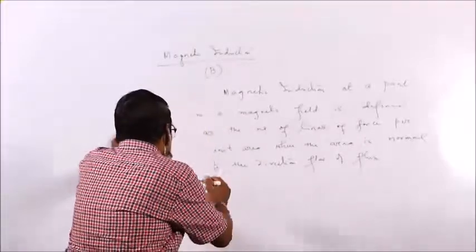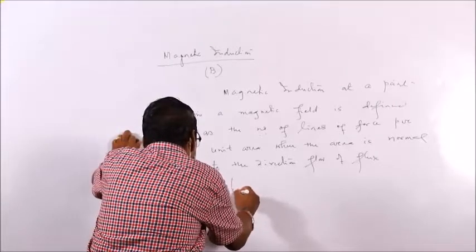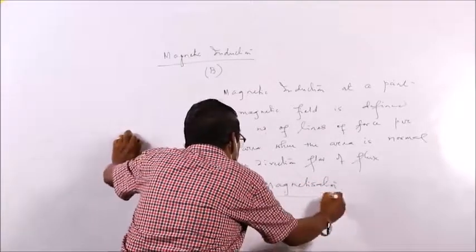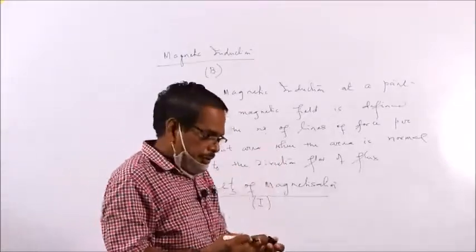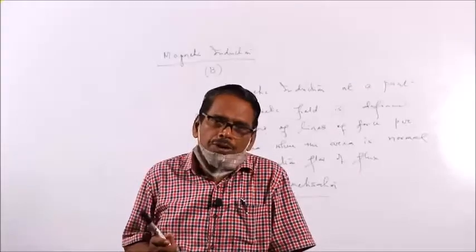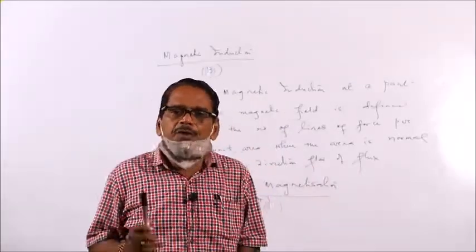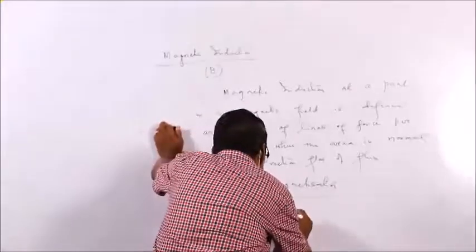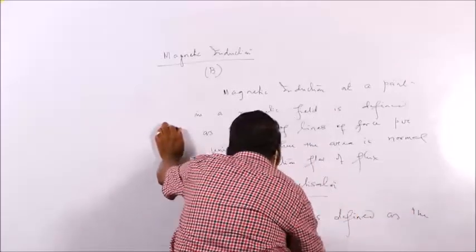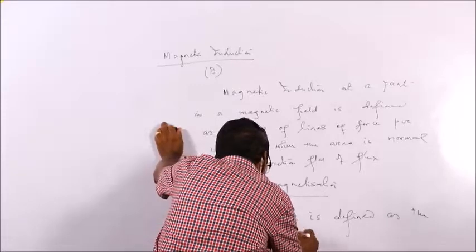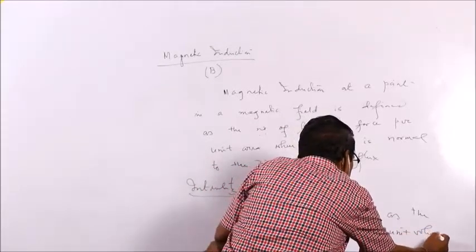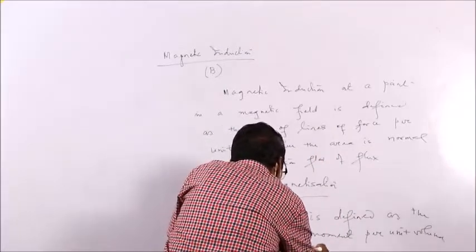Next is intensity of magnetization. It is denoted by the letter I. When there is a magnetic field, at a point you can measure the intensity of that field, whether it is large or small. It is defined as the magnetic moment per unit volume of the magnet.